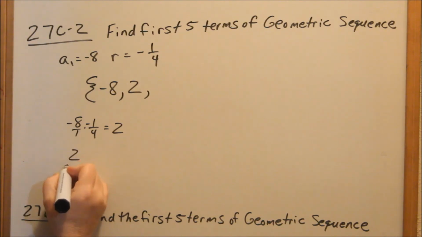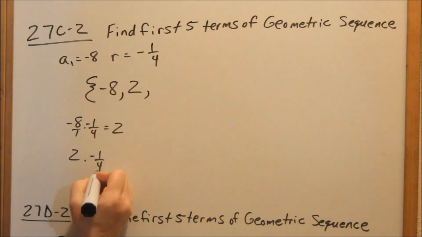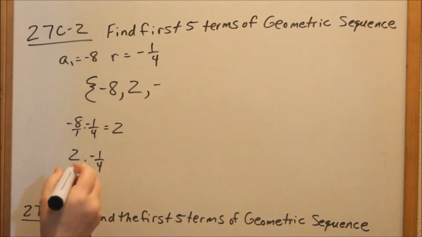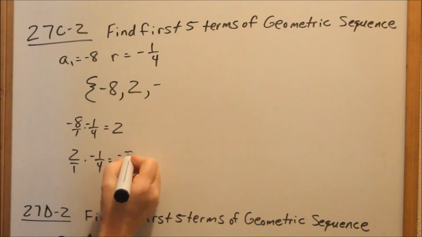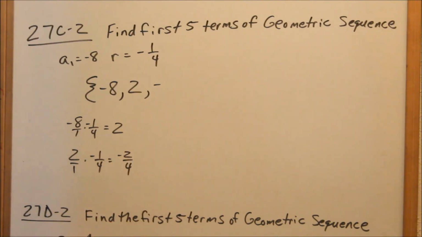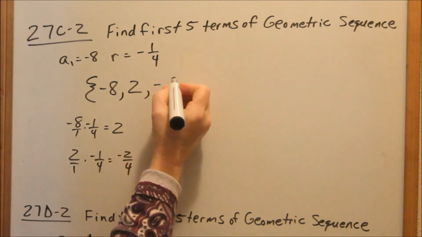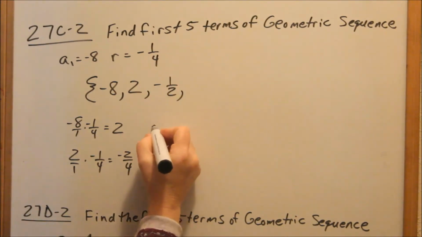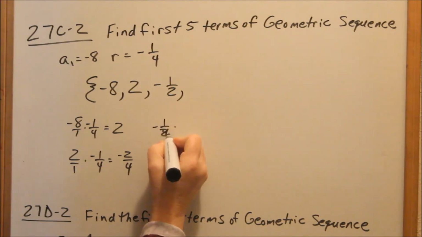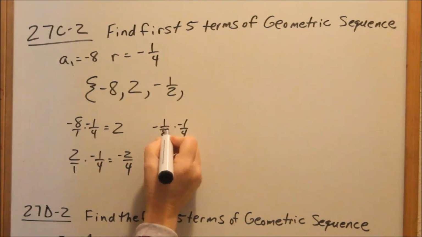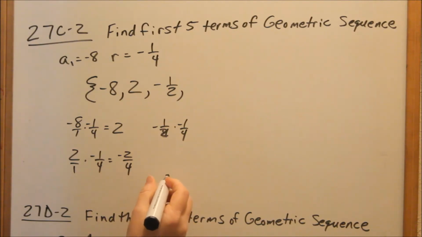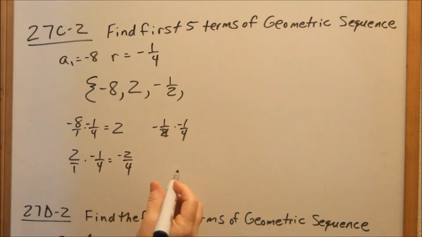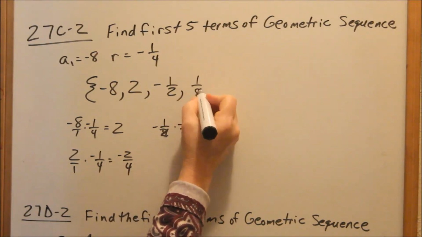Then I take 2, multiplying it by -1/4. Positive times a negative is a negative, so I know I'm going to have a negative number. Then that would be -2/4. Always reduce your fractions. So -2/4 reduces to -1/2. Now take your -1/2, multiplying it by -1/4. So negative times negative is a positive, so it's going to be a positive number. 1/2 times 1/4. Multiplying straight across when you multiply fractions, so that would be 1/8.